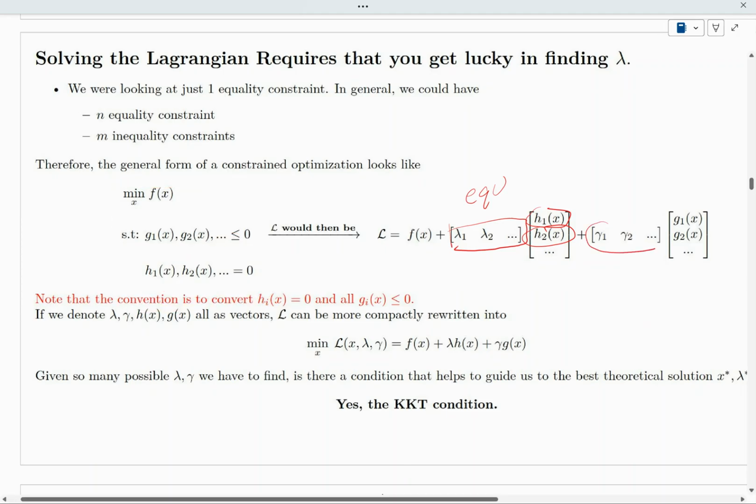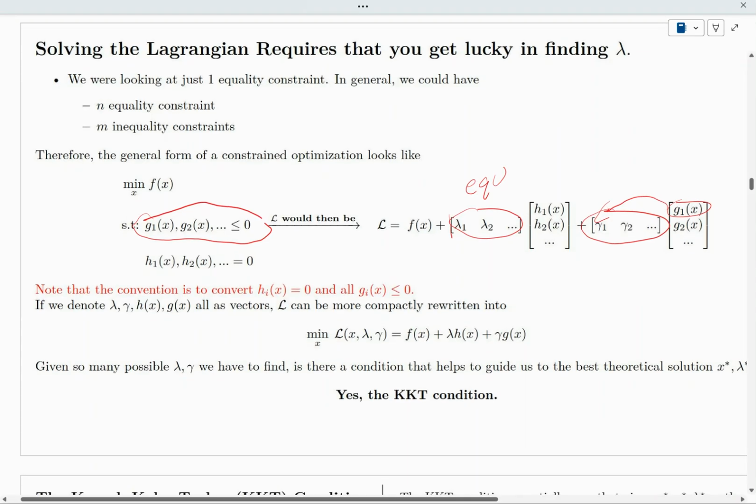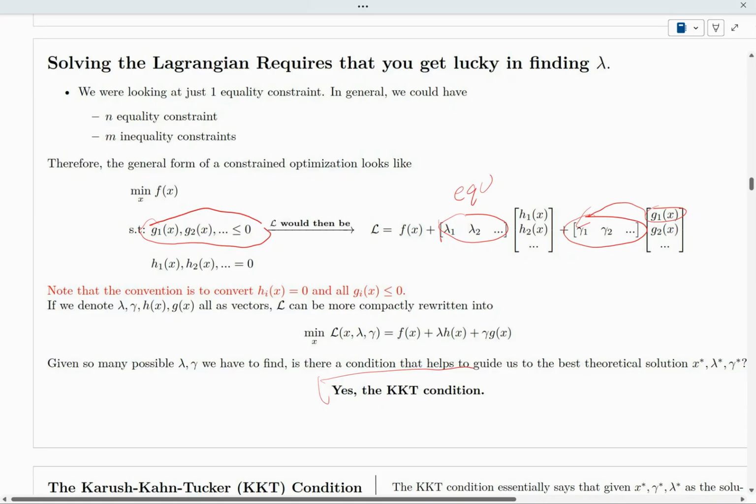Now, gamma is going to be associated with inequality constraints. So every single distinct inequality constraint is going to have a gamma value. Now, this implies that we have a lot of lambda and gamma values that could be complicated to find. And what are you going to do? Just try every possible lambda and gamma value? Well, that would not be the best way to do it. So this is why the KKT conditions were essentially discovered to help us find these values.